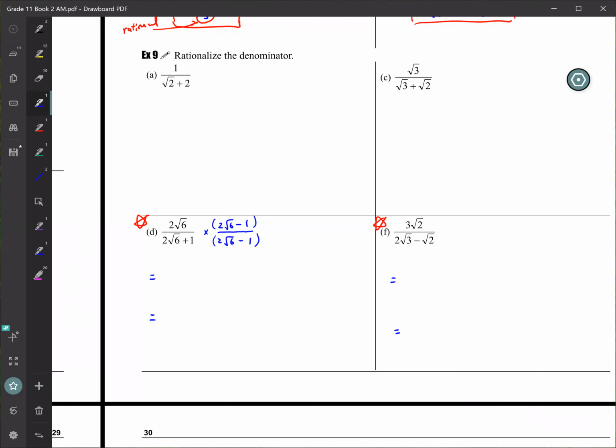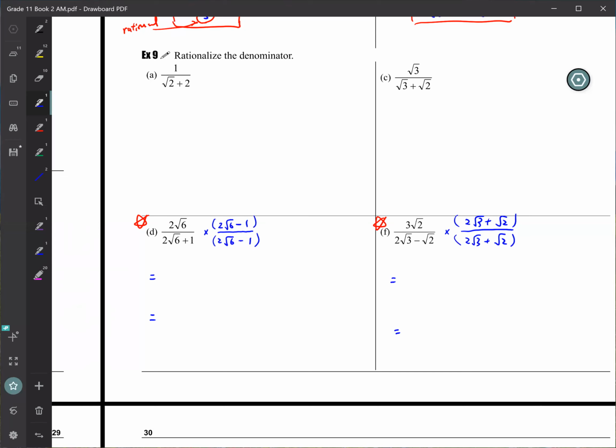And what's the conjugate for F? Eric? Pardon? What's the conjugate for F? It's 2 root 3 and then plus root 2, I think. Yep, very good. Okay, all you need to do is just change the sign, right? If it's minus, conjugate is plus. If it's plus, conjugate is minus. Okay, let's check the final answer from you guys.